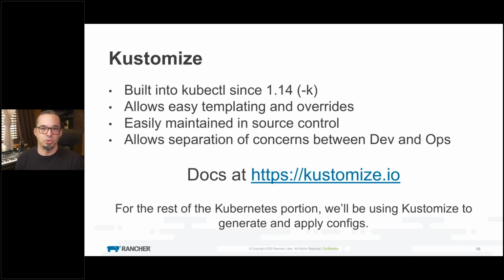Kustomize was built into kube control back in 1.14 because it's just awesome. And if you want to know more about it, you can go to kustomize.io. And for the rest of today, I'm going to show you how to do things directly with manifests, how to change things in a bunch of different ways, and also introduce you to Kustomize. Not so that you have to go and learn it right now, but so that you know that it's out there and you can start to think about using something like this from the beginning. It's a lot harder to retrain yourself later after you've picked up bad habits. Ask me how I know.